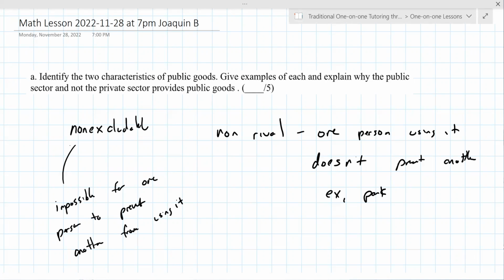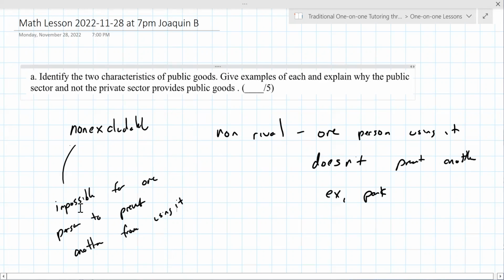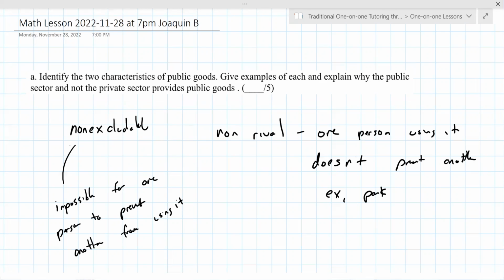Do you remember any examples that they used in class so I can try to explain them? For non-rival, or either of these, yeah. I think she said, what are they called? Fast food places like McDonald's, Jack in the Box. Okay.